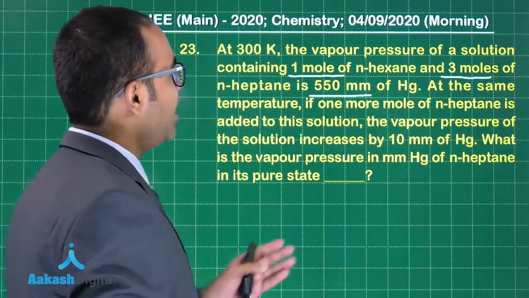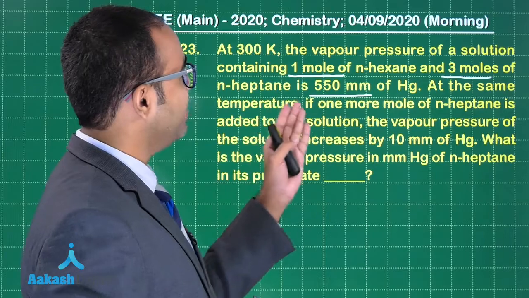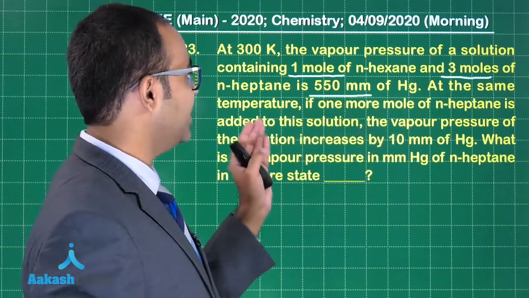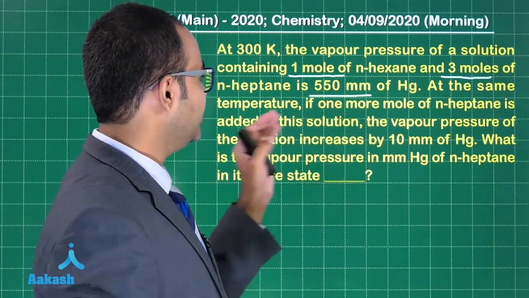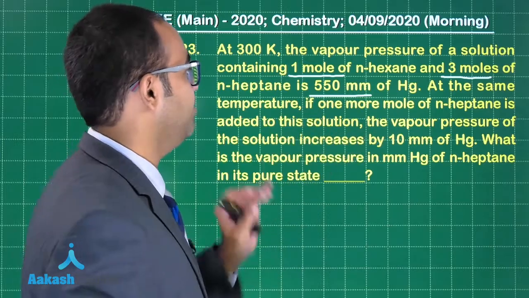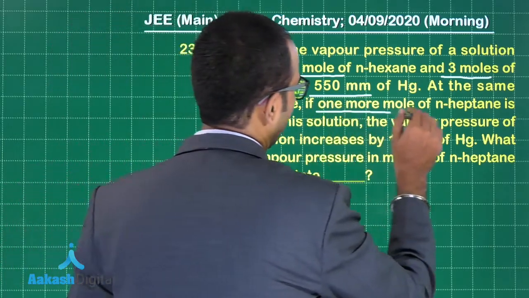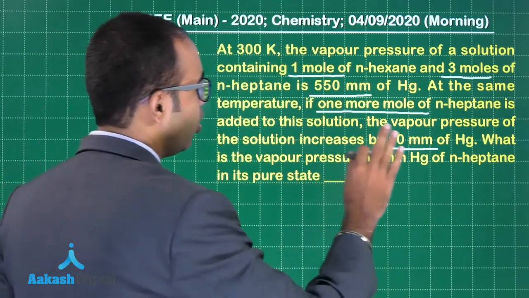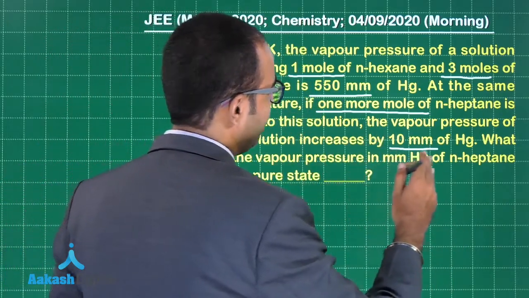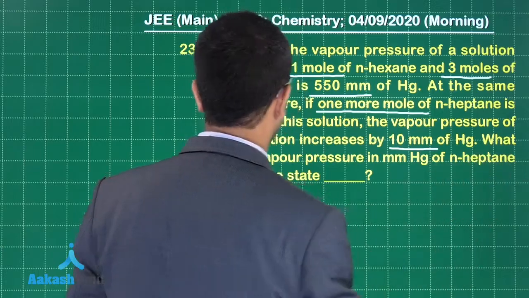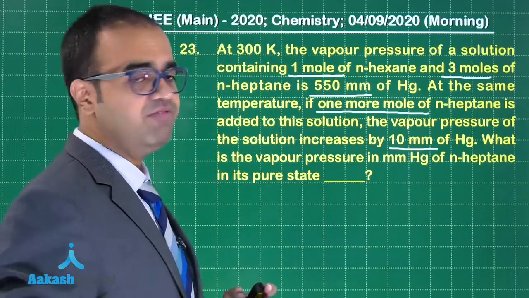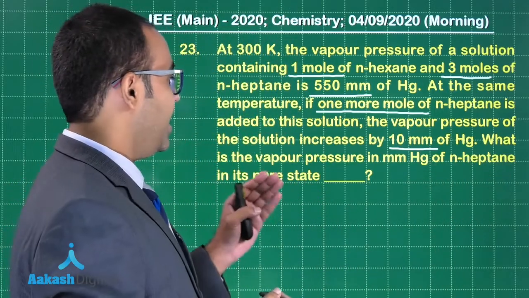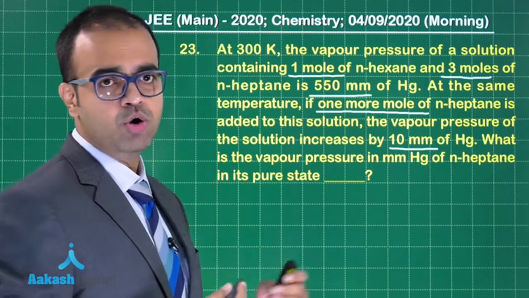At the same temperature, if 1 more mole of N-heptane is added to this solution, the vapor pressure of the solution increases by 10 mm. So we are adding how much? 1 more mole, and vapor pressure increases by 10 mm. What is the vapor pressure in mm of Hg of N-heptane? So we have to find out the vapor pressure of N-heptane. Okay, so how will we go about it?